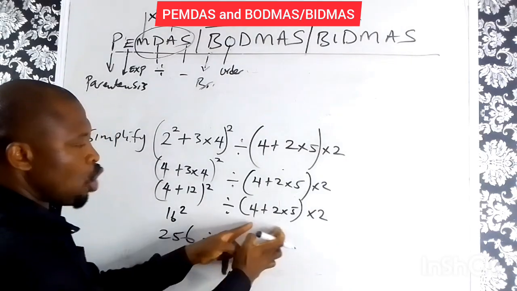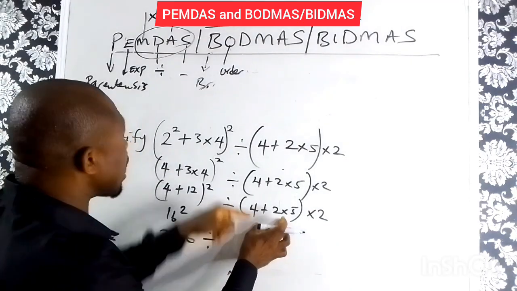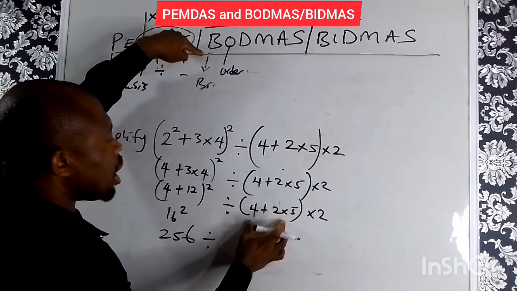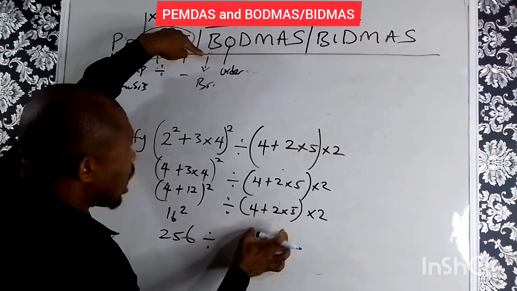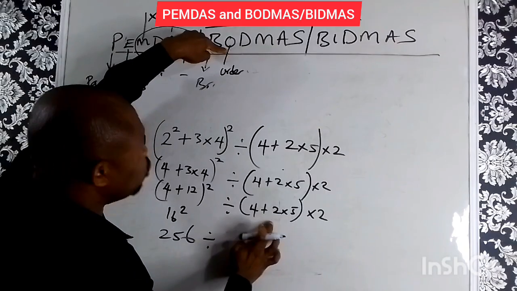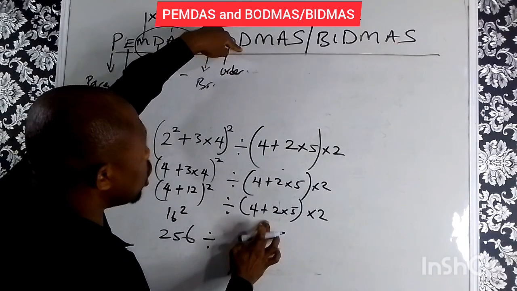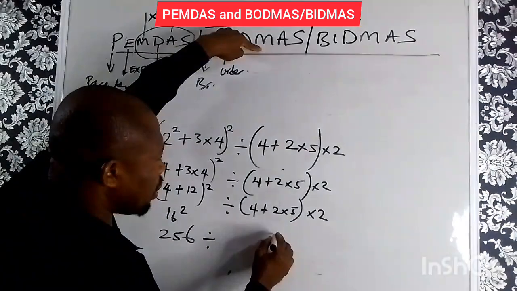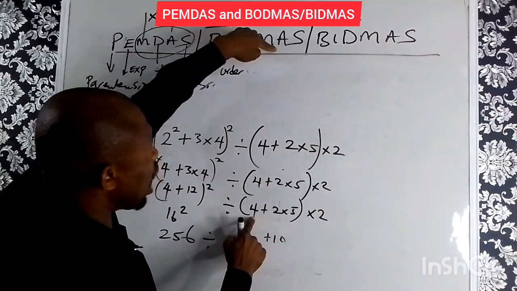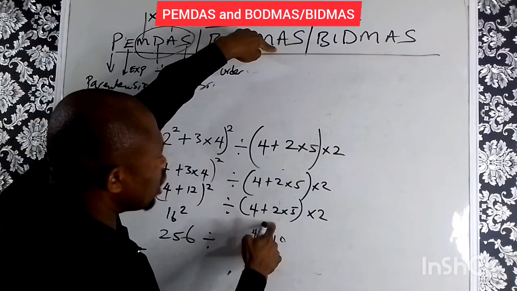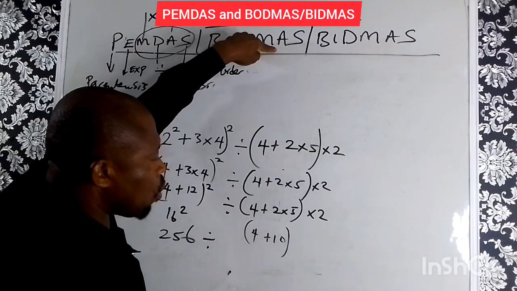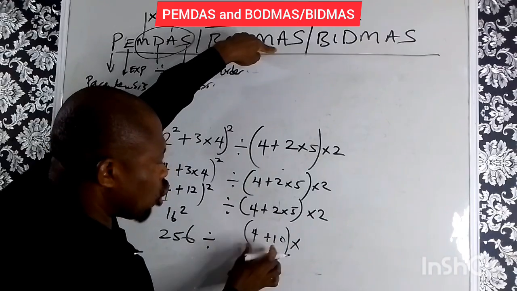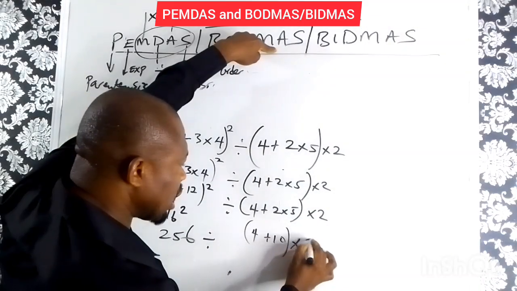Now, we can concentrate on this bracket. Then we'll go back again. Brackets, what do we have? There is no exponent inside this bracket. There is no division. There is multiplication: 2 times 5, which is 10, plus, we have addition here, 4. There is no subtraction. Now, multiply by, we are done with everything here. We can say times 2.